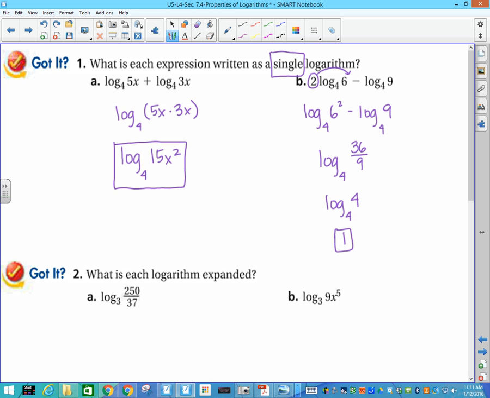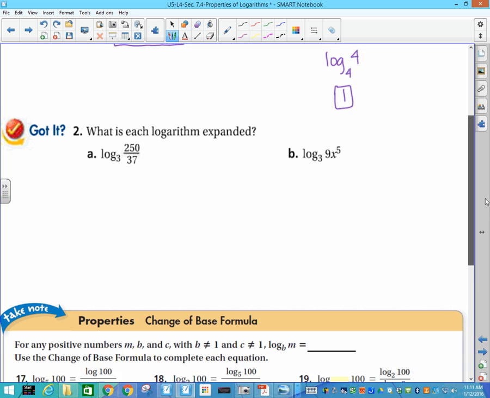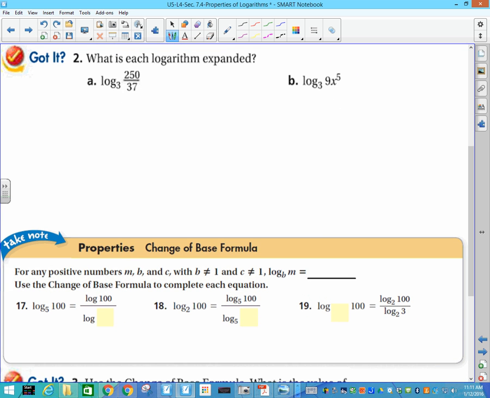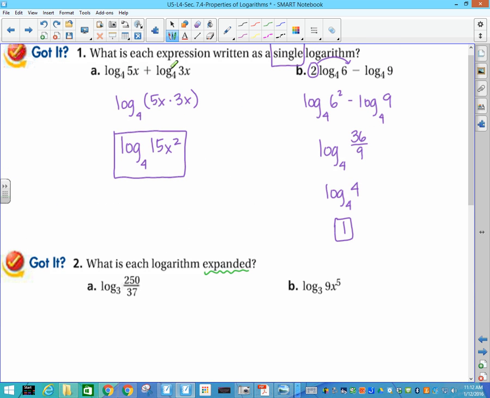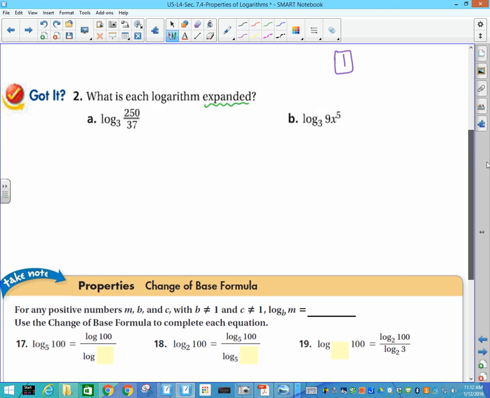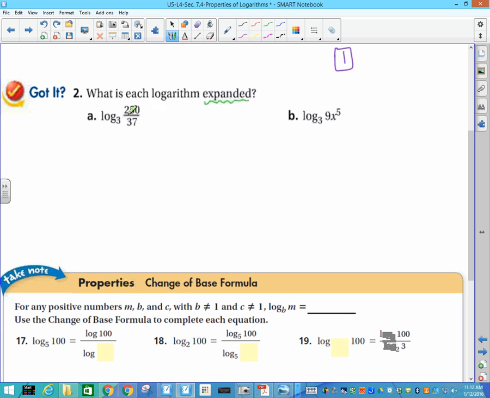Okay? All right, let's go the other way. What is each one expanded? So when you expand it, what I'm doing here is what we just did here, but we're going backwards. So you're trying to get to something like this in each of these. Let's look at that first one: log base 3 of 250 over 37. That's division, which means I'm going to break it up using subtraction. So that's log base 3 of 250 minus log base 3 of 37.